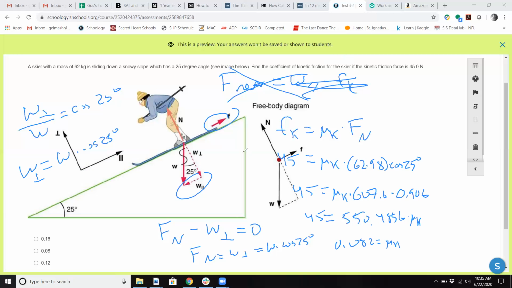So what you really need to do is just realize that the normal force is the same as the perpendicular weight, right? We know this, if you have no other forces acting perpendicular to the surface. And then, of course, Fk is mu K times Fn. Once you know what Fn is, throw it in and solve for mu K.